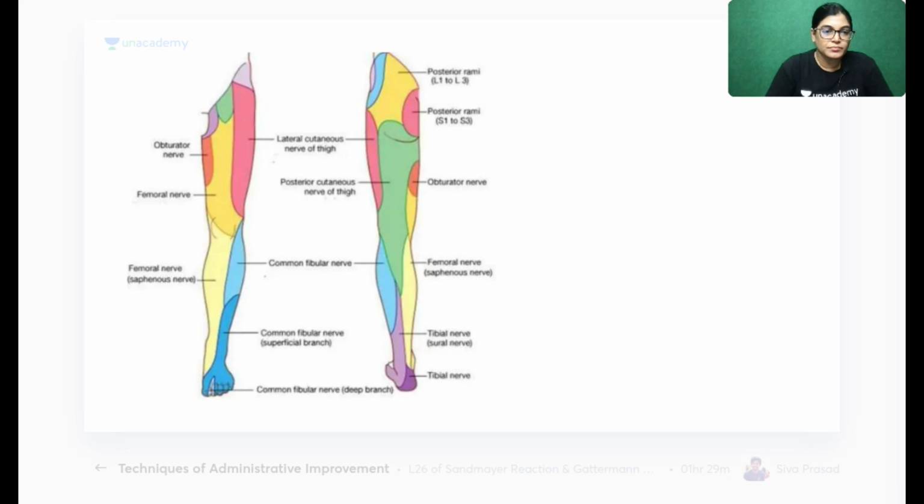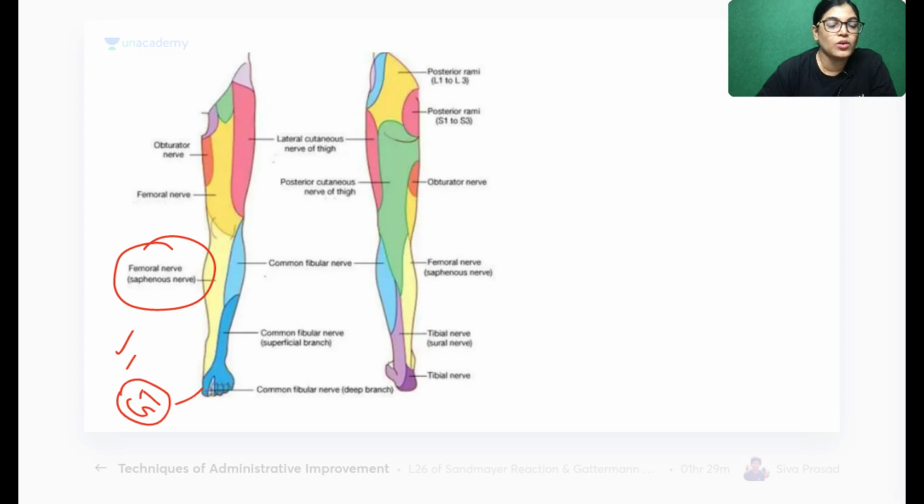See here, if we see the saphenous nerve innervation, this is the great toe, GT for great toe. This is the medial aspect of the leg, slightly anterior, anteromedially. The whole is getting innervation from the saphenous nerve, and the lateral side is by the sural nerve.